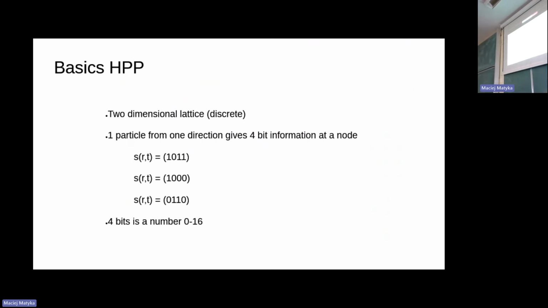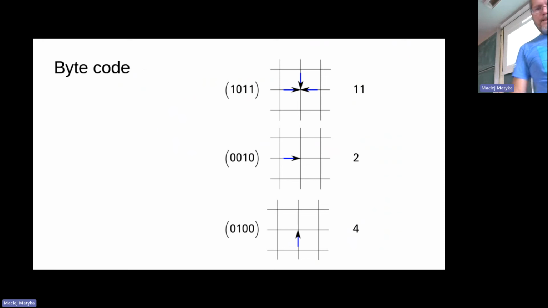So the basic HPP implementation would be that we choose a two-dimensional lattice. We have a particle that is coded by 4 bits of information, so a number from 0 to 16. Here is an example: such a situation is coded as 11, such a situation is just 2, and such a situation is just 4. And now you see the difference of thinking. And this is your choice.